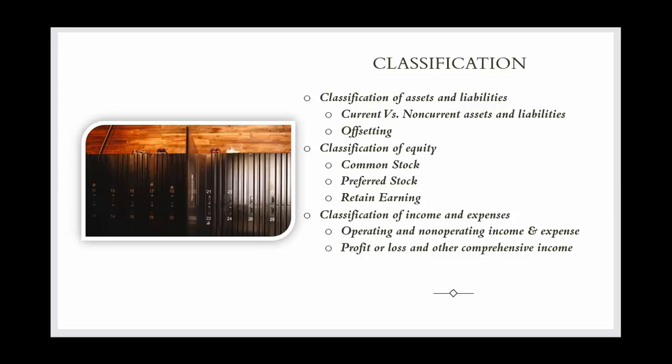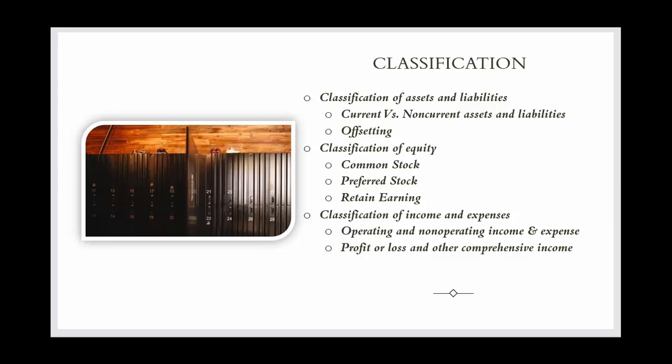Practical example, a tech company may have common stock, preferred stock, and retained earnings. It should present these components separately in its equity section. For instance, it could show $1,000 in common stock, $500,000 in preferred stock, and $200,000 in retained earnings.